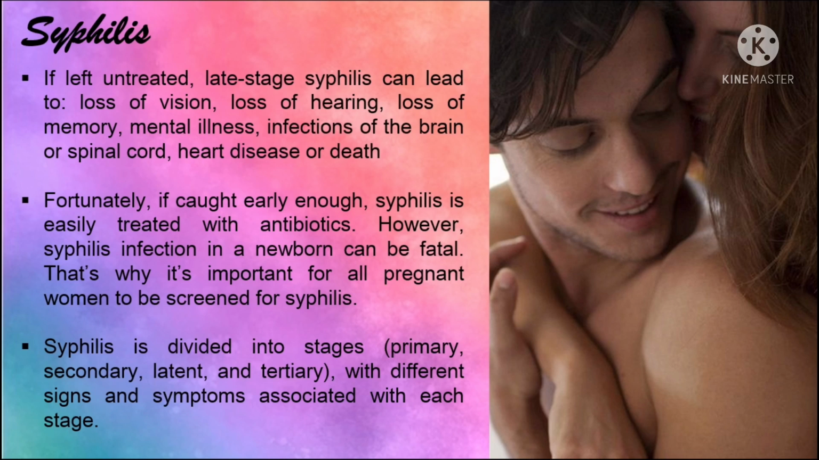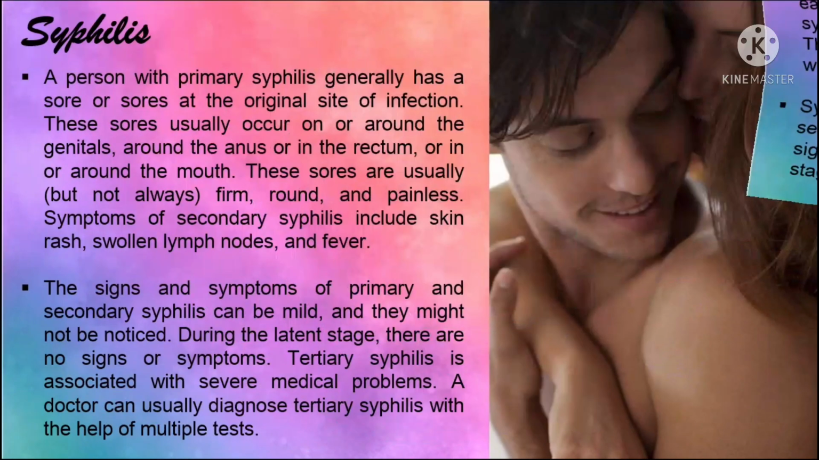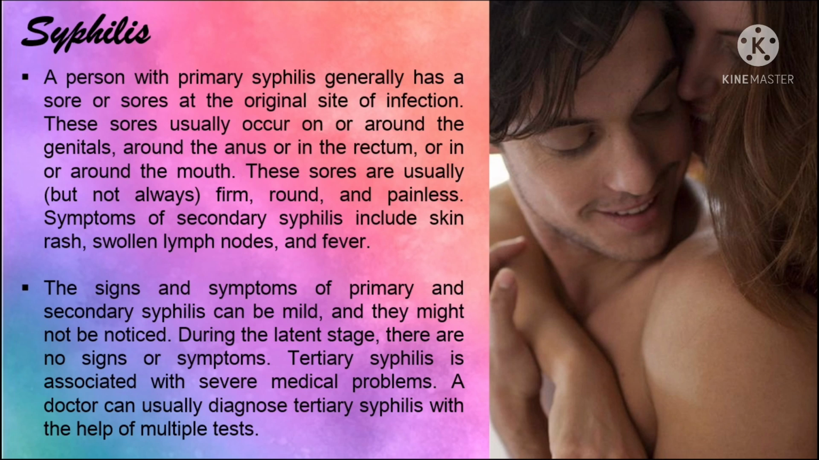Okay? Syphilis is divided into stages. We have primary, secondary, latent, and tertiary, with different signs and symptoms associated with each stage. A person with primary syphilis generally has a sore or sores at the original site of infection, and these sores usually occur on or around the genitals. Okay, so dun makikita yung sores dun sa kanyang genitals. Pwedeng sa may reproductive organ, sa may penis, sa may vagina, or around that area. And around the anus, sa may bandang puwit, okay, or in the rectum, or in or around the mouth.